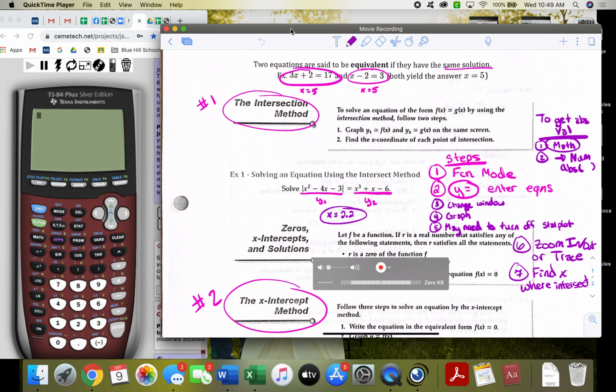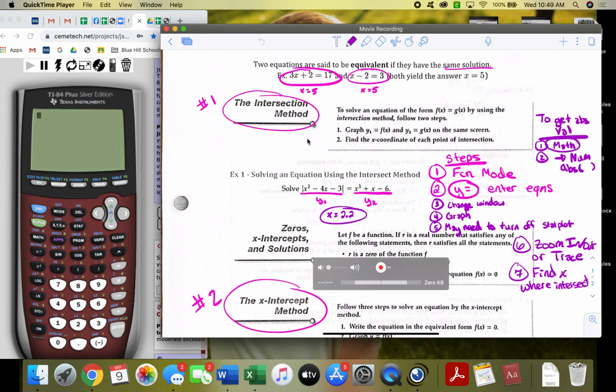Yesterday, I'm trying to get my sound to work so that I can have my calculator over here and my thing recording. So hopefully this is working right now.